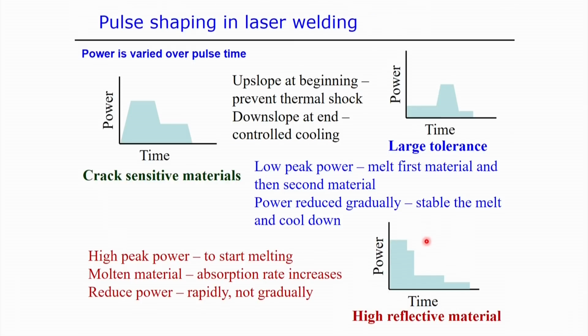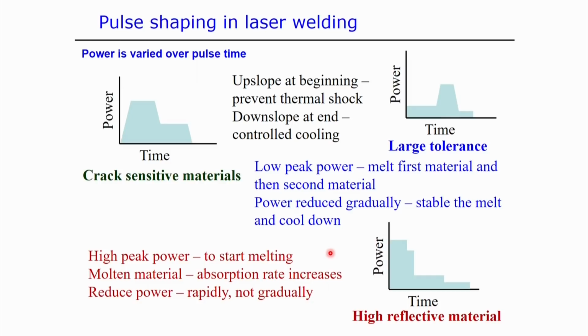Next is the high peak power, to start melting. Initially, this pulse shape is basically for high reflective material. Here, for the high reflective material, we follow it without any slope, so there is an instantaneous increment of the amount of pulse energy, which actually helps to start the melting, specifically due to the high peak temperature. Although they are high reflective materials, we apply more energy that helps to melt at the starting. Then we reduce the power gradually, step by step. Then the molten material absorption rate increases, and finally we reduce the power to a very small value, but we reduce it rapidly, not gradually. So, this specific type of pulse shape is very useful in the case of high reflective material.